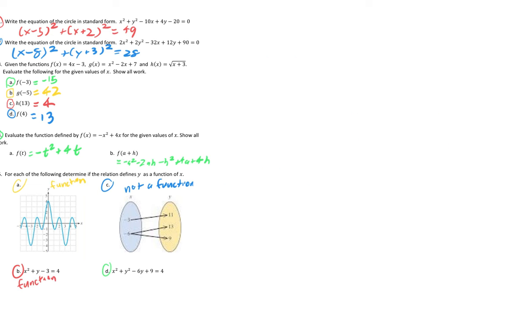Okay, looking at 15d, we're given x squared plus y squared minus 6y plus 9 is equal to 4. Not really a good way to get y by itself. And you can kind of see this is going to be a circle. So we have x squared, right, plus y squared minus 6y. I'm going to move that 9 onto the left side, so it equals negative 5 here.